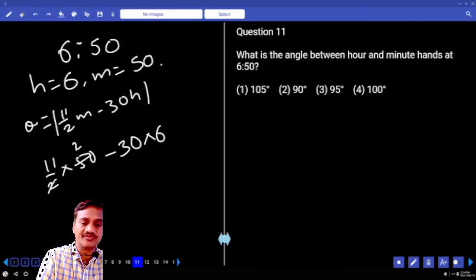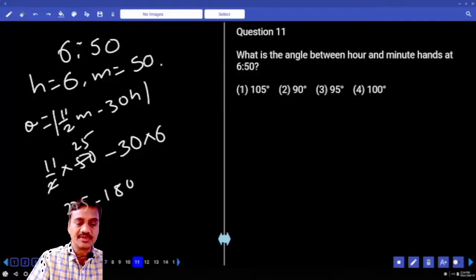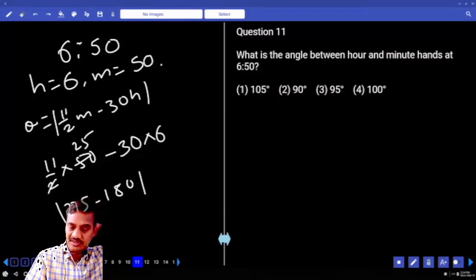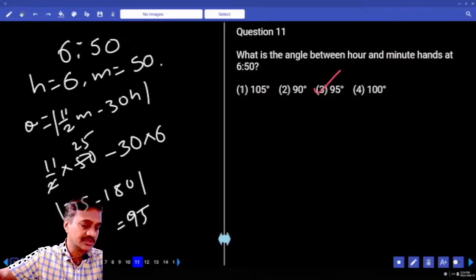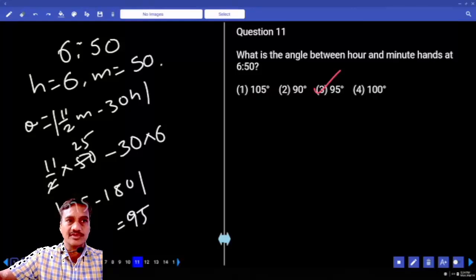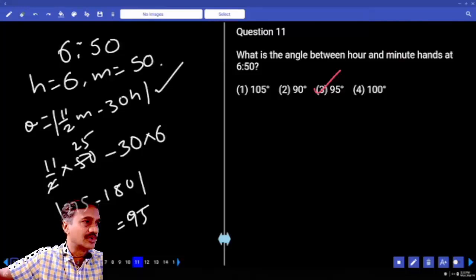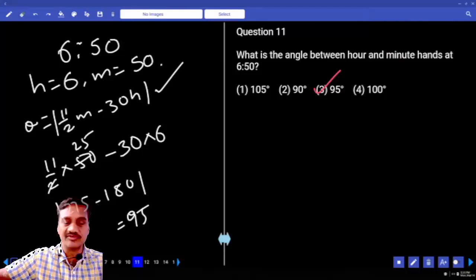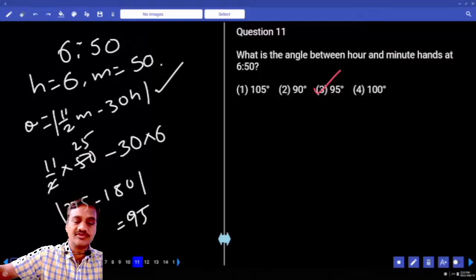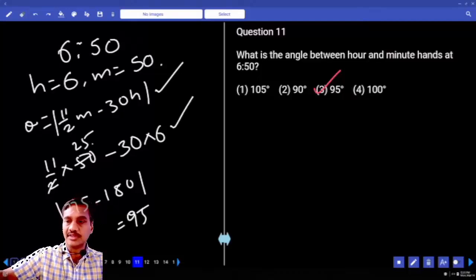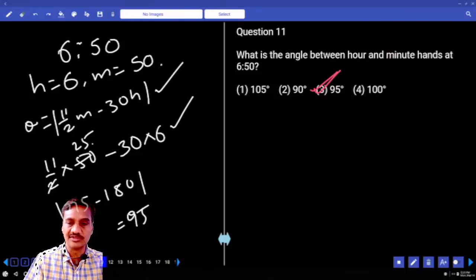Now 2 ones, 2 25s. 25 into 11, 275 minus 180. And 275 minus 180 is how much? The answer is 95. 95 degrees, that is choice 3, question number 11. Done with this, angle between the two hands of a clock is 11 by 2 M minus 30 H, under modulus, because time and angle can never be negative. And in the same way, if you substitute in this formula, you will get 95 degrees. Angle between the two hands is 95 degrees, 11th one.